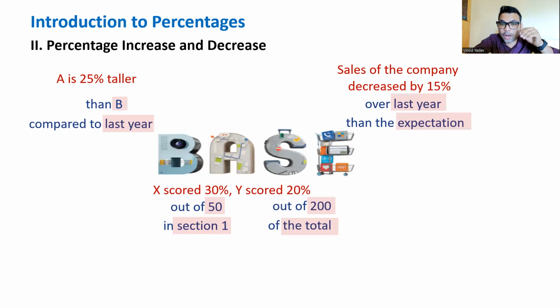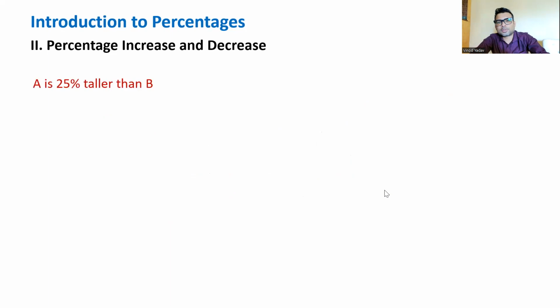X scored 30% out of 50 in section 1. Y scored 20% out of 200 of the total. What does this indicate? Base. So in percentage, the base is very, very important. Very important. All right. So you need to know the base before proper comparison. Let's go ahead. Let's see a few more examples to understand this.